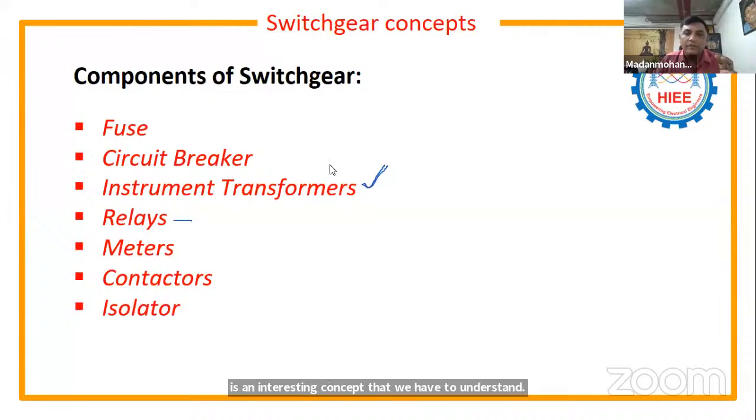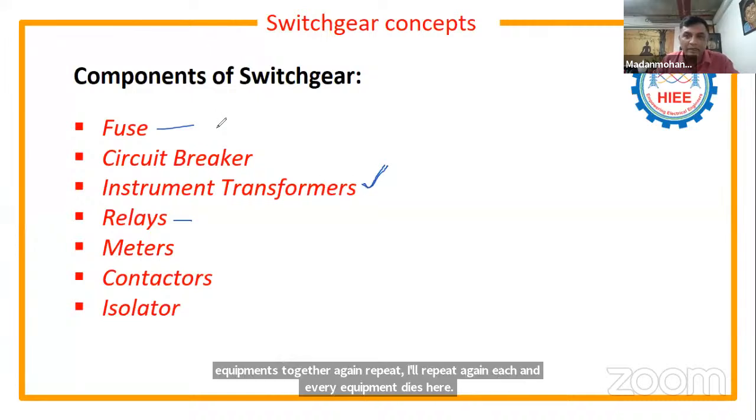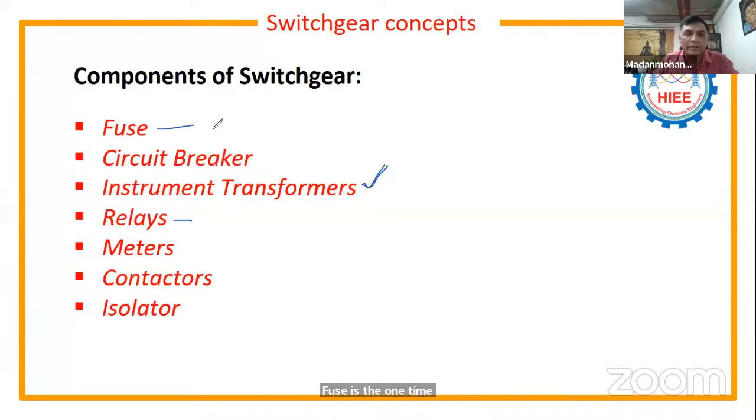Okay, so the thing is here, all equipment together. Again, I'll repeat, each and every equipment, guys. Fuse is a one-time usage device, as you know very well. So fuse is a very good protection and controlling device. And breakers we will discuss. Don't worry, I'll take you through all the equipment and explain very clearly. I'm just giving you a brief introduction about these components here.